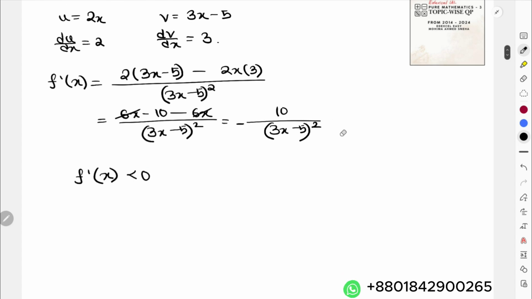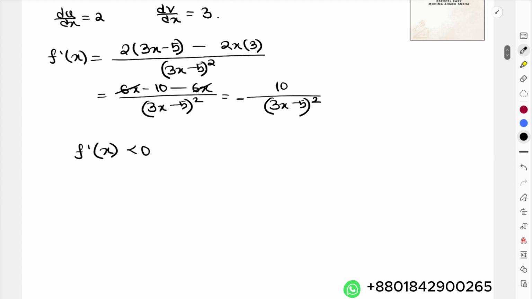If it was greater than 0, if it was positive over here, then you would say that f'(x) is greater than 0, so your function is going to be an increasing function. If it was equal to 0, then you'd say that your derivative is equal to 0, but this is always either less than 0 or greater than 0.